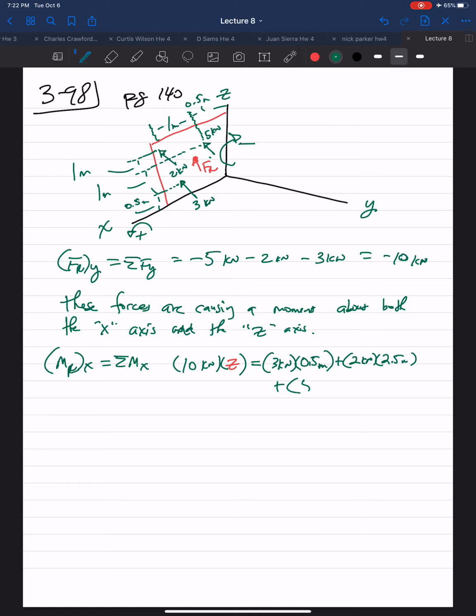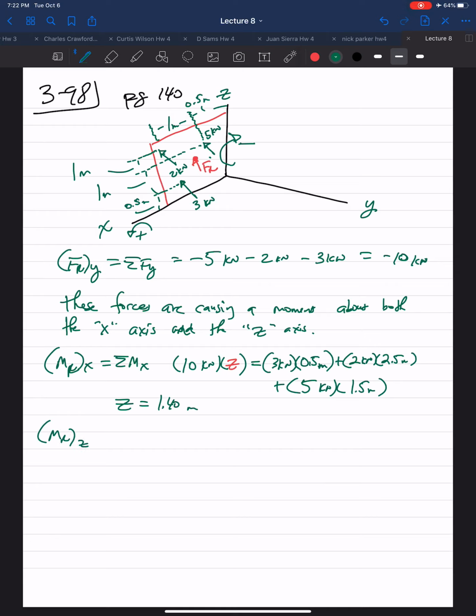Last but not least, the 5 kilonewton force, the perpendicular distance to the x-axis is the 0.5 meters plus the 1 meter, so that's 1.5 meters. Solve for z, it gives you 1.40 meters. So that resultant force is a vertical distance from the x-axis of 1.4 meters.